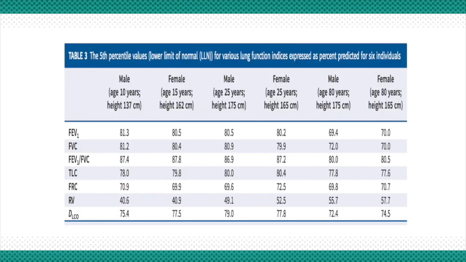Look further. A male at 10 years has a lower limit of FEV1 of 81. At the age of 25, the same person has a lower limit of normal of 80, and at the age of 80 years, his lower limit of normal changes to 69.4. So the use of lower limit of normal, the use of percentiles and standard deviations are better to ascertain his lung function decline as compared to a fixed cutoff value.